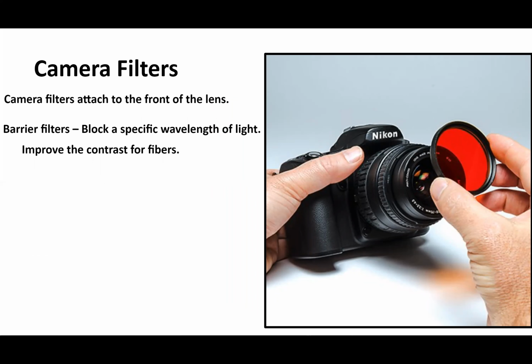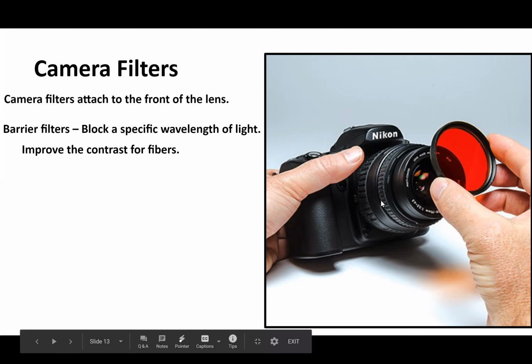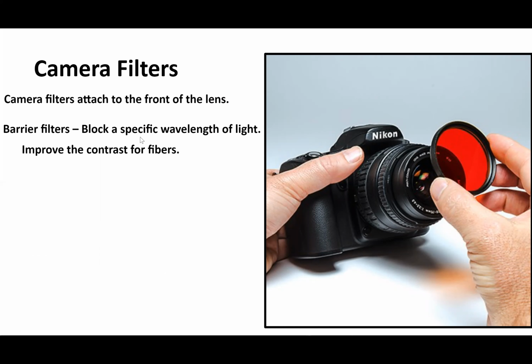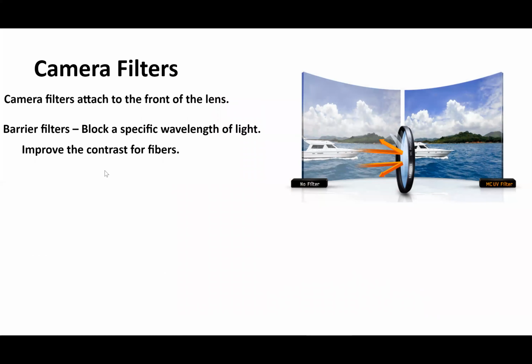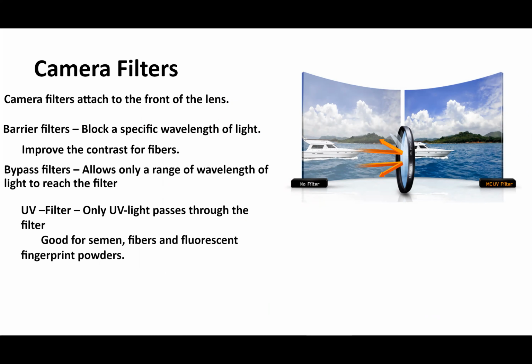Camera filters can also be very important for forensic photography. They attach to the front of the lens, and there are barrier filters which block a specific wavelength of light. They improve the contrast of fibers. There are bypass filters that only allow a range of wavelengths of light to pass through the filter. So with UV filters, only UV light passes through, which are good for semen, fibers, and fluorescent fingerprint powders.